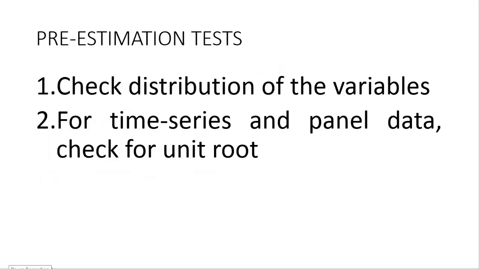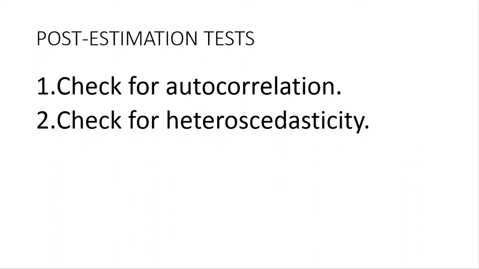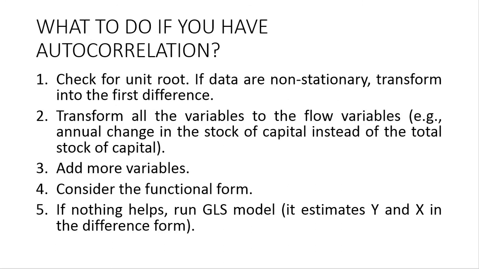So first you run pre-estimation tests. You check the distribution of the variables, and for time series and panel data, you also check for unit root. After you estimate your model, you check for autocorrelation and you check for heteroscedasticity. So what to do if there is autocorrelation? First of all, you check for unit root. If data are non-stationary, then you transform them into the first difference. Then you have to reconsider your variables.